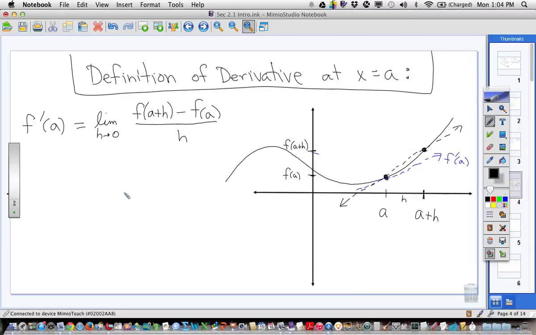Now, technically, can we let h be 0? Well, not in this form we can't, because if h is 0, what happens? Undefined, right? You can't do a slope formula between 2 points when they're both the same point, because you get 0 divided by 0.